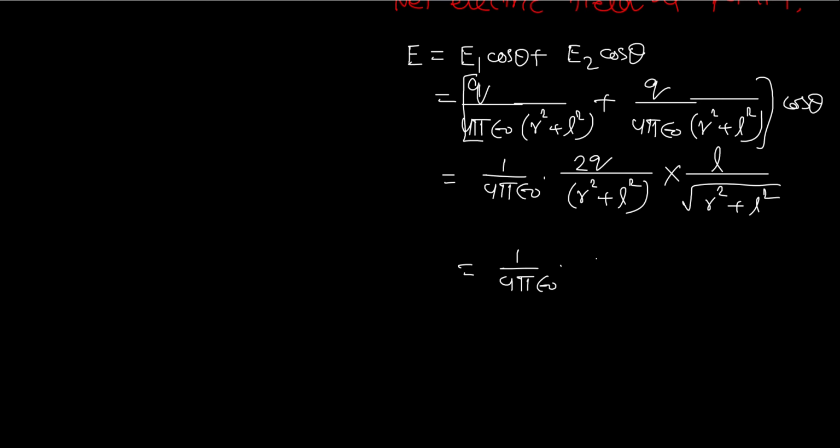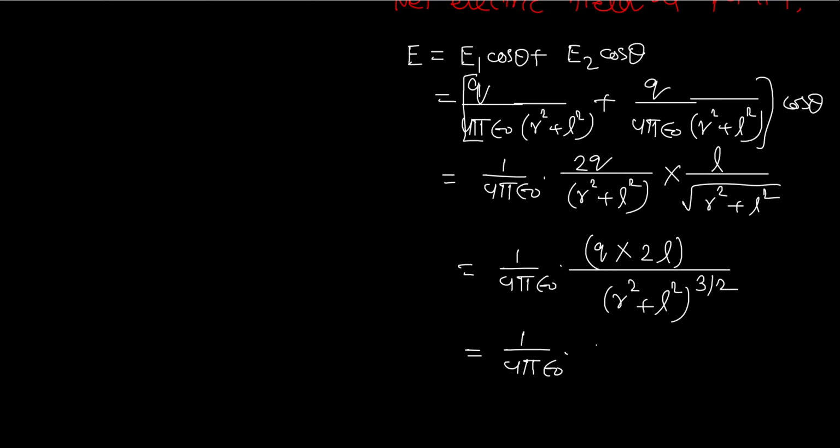pi epsilon naught. The numerator can be written like q times 2L, and this whole thing divided by R square plus L square, and the term is square root of R square plus L square, and square root means power 1 by 2, so this is R square plus L square power 1, then another term R square plus L square power 1 by 2, and those two powers will be added together, and you can write this whole thing as R square plus L square power 3 by 2. And as you remember, this q into 2L is the dipole moment, so you can write it as 1 upon 4 pi epsilon naught p divided by R square plus L square power 3 by 2.